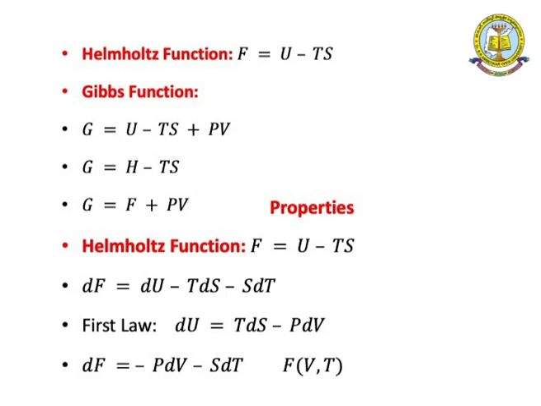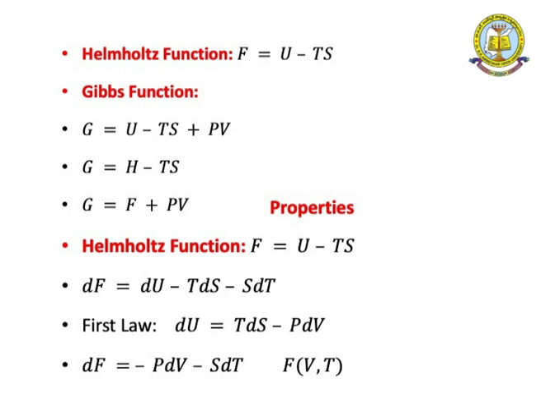Next, the Helmholtz function. The third one is the Helmholtz function, that is F equals U minus TS. Again, another one is the Gibbs function. So, G equals U minus TS plus PV. By substituting these conditions, G equals H minus TS, as well as G equals F plus PV.